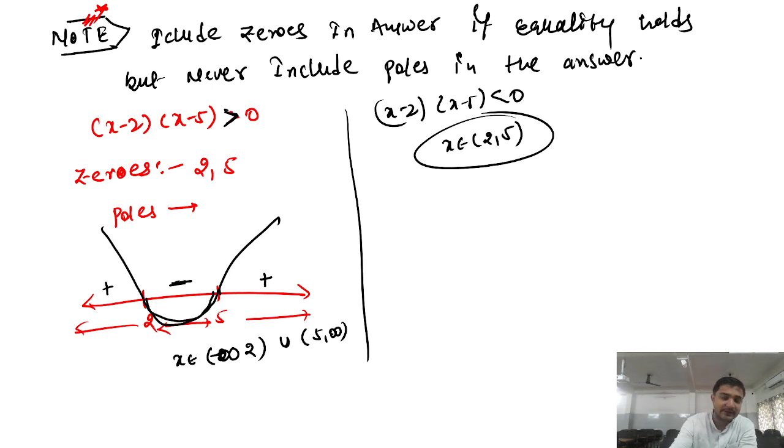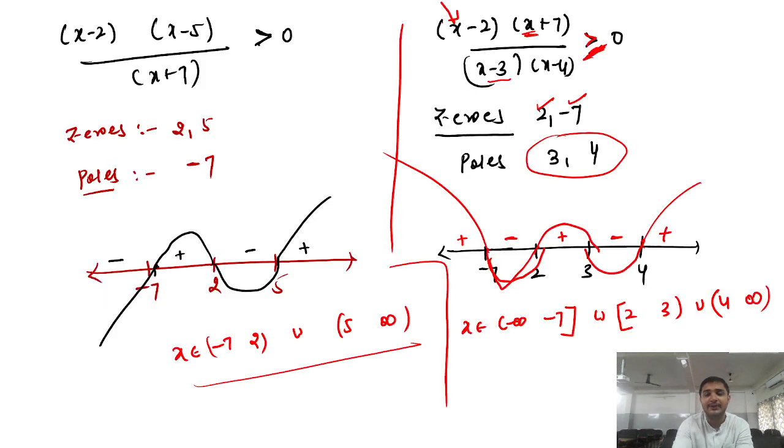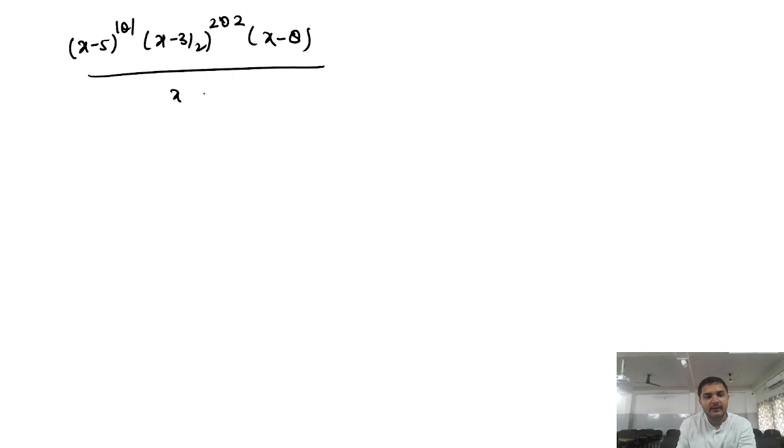Right? Now, sir, this one: do not change the sign at points whose factor has an even power. So this we haven't used till now. We'll try to use it in the next problem. Say we have (x minus 5) to the power 101, (x minus 3/2) to the power 202, (x minus 8) divided by x to the power 100, greater than or equal to 0.